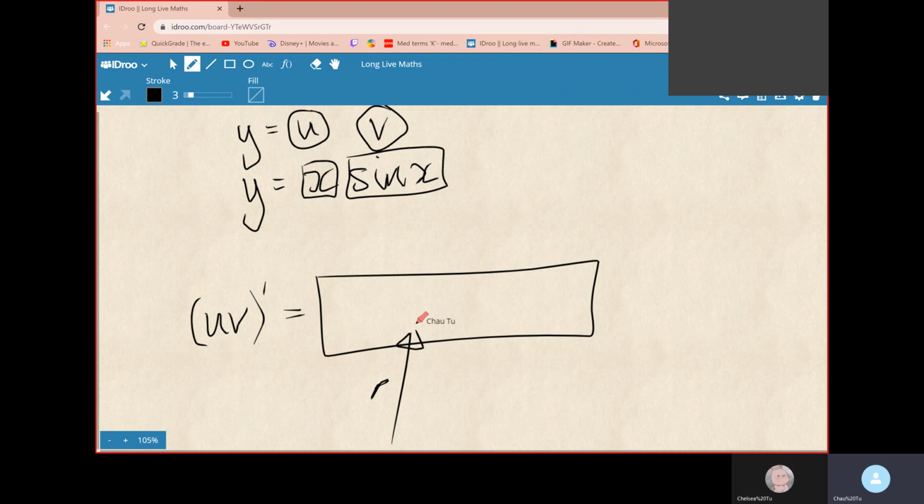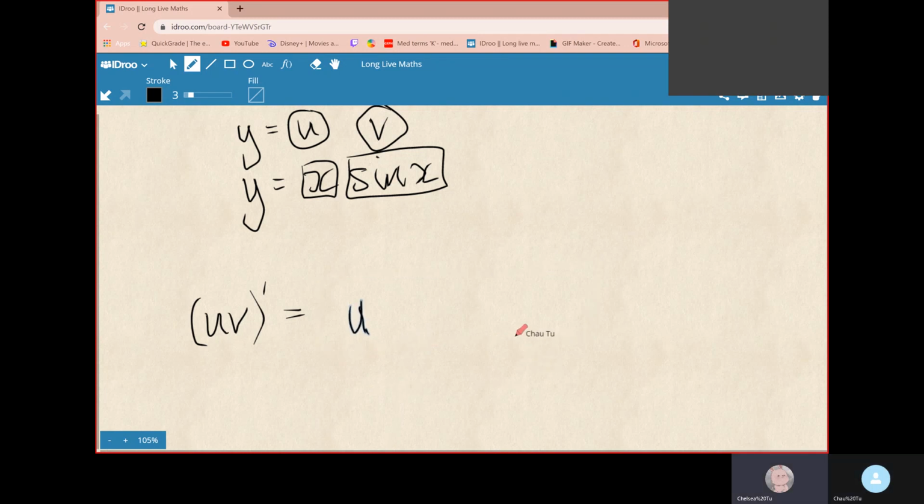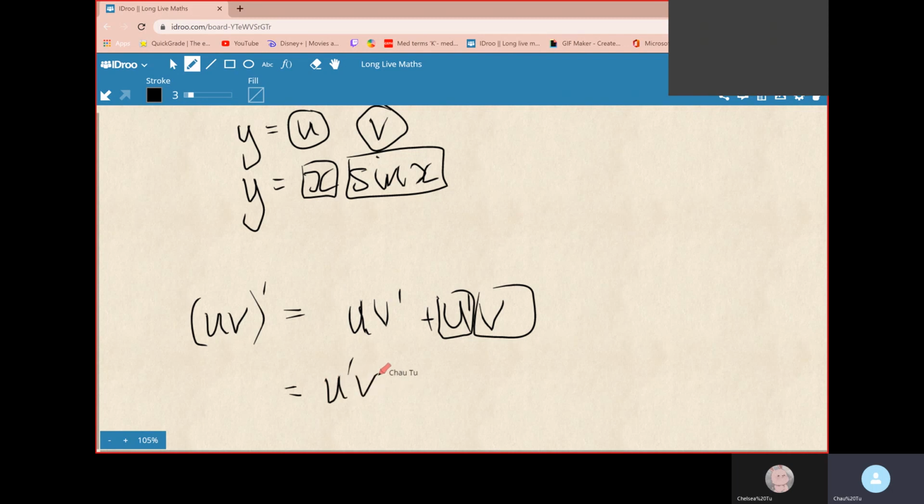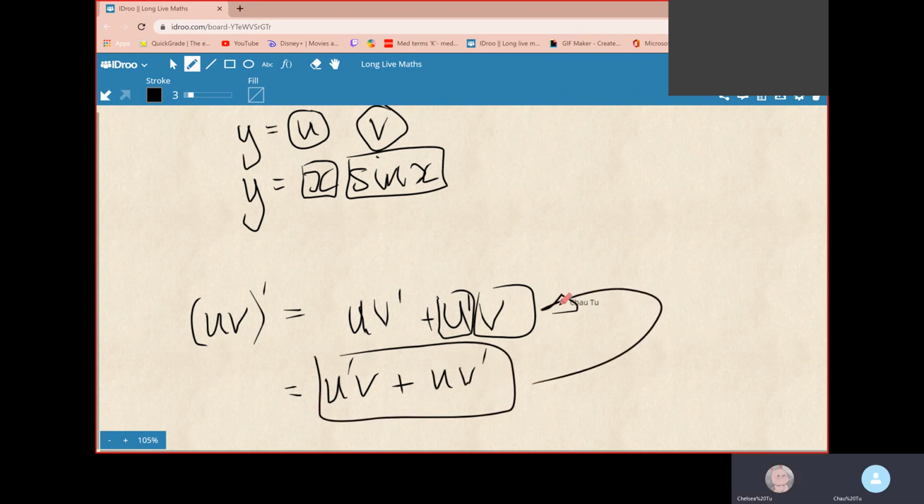Keep the first one the same, change the second, plus change the first, keep the second. There are lots of ways of doing it, Chelsea. You could differentiate the first and leave the second alone, plus leave the first alone and differentiate the second. They're both the same.